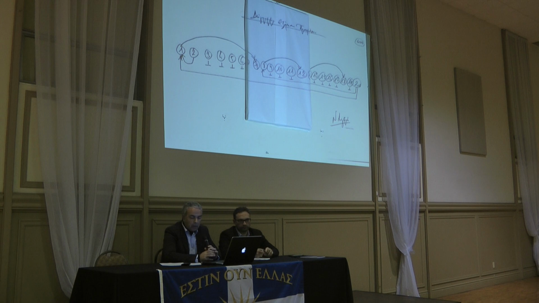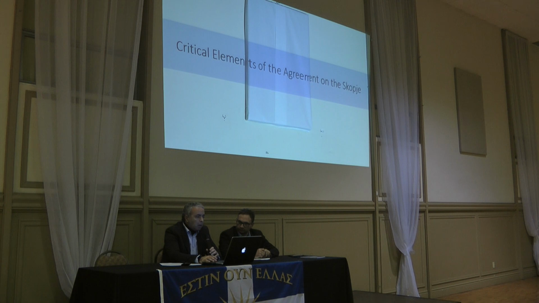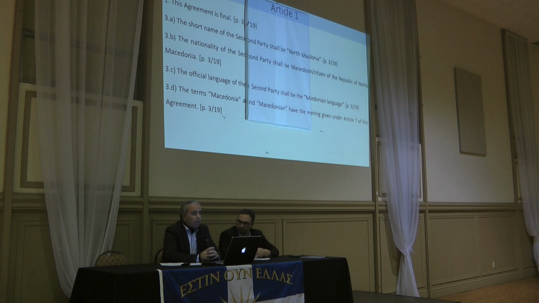So we will see right now, I think Grigori sent you even the text, so you have it, but I will show you some critical elements of the agreement of Skopje. And I will start with this. Remember that the pre-agreement says that it is an agreement. And by the way, it says that it's final.